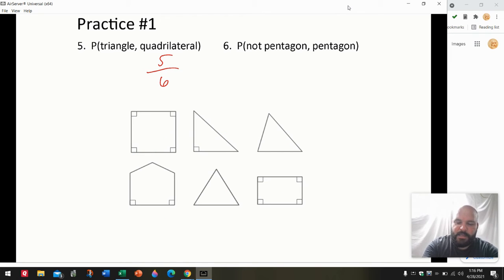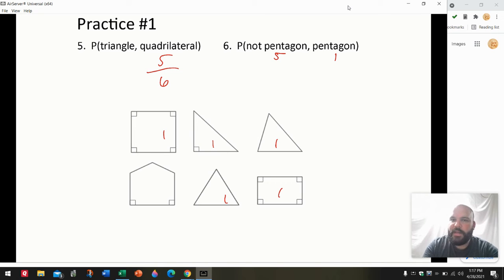And then the last one says, what is the probability of not a pentagon or a pentagon? So this is very tricky here. So this is saying, what's the probability of not a pentagon? So if we don't have a pentagon, that would be this one, this one, this one, this one, and this one. So there's 4 no pentagons. And then there's actually, that is not true. There are 5 no pentagons. And there is actually 1 pentagon.